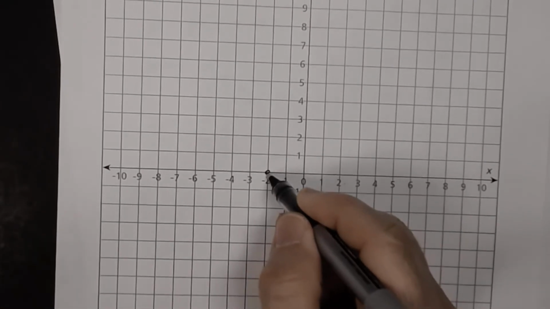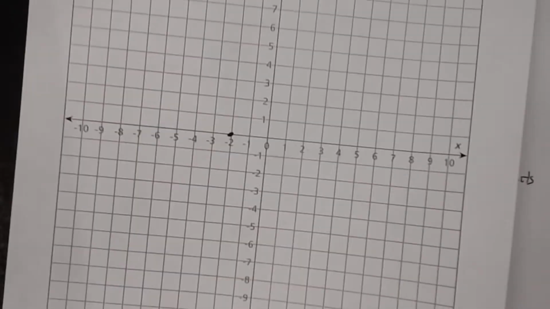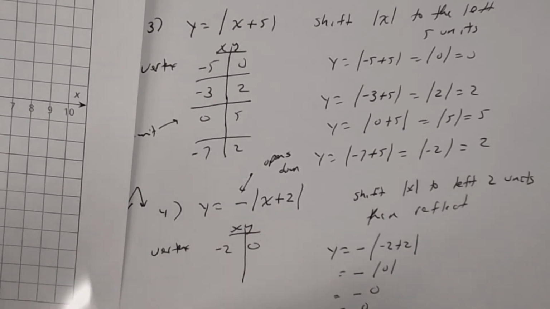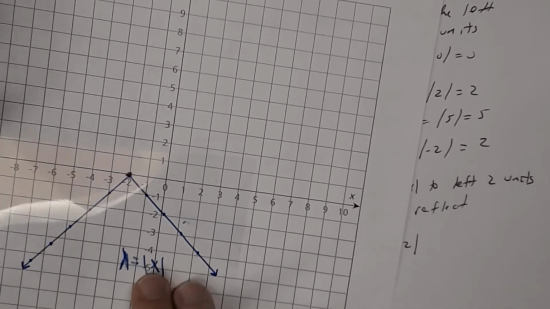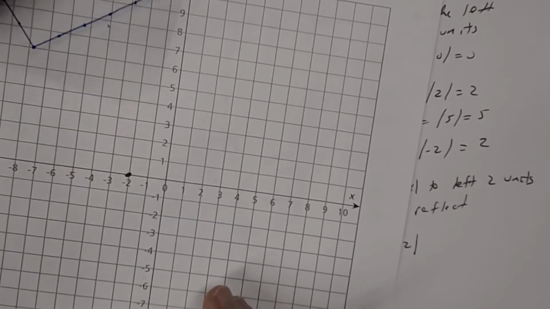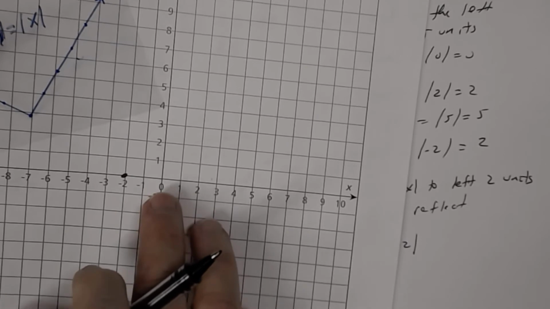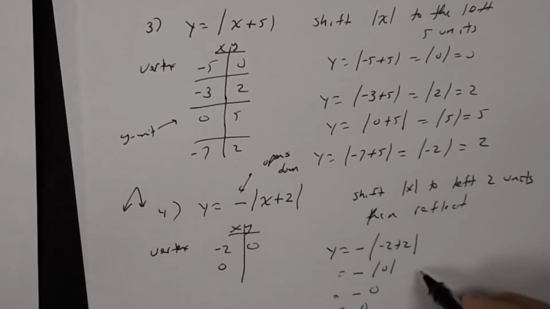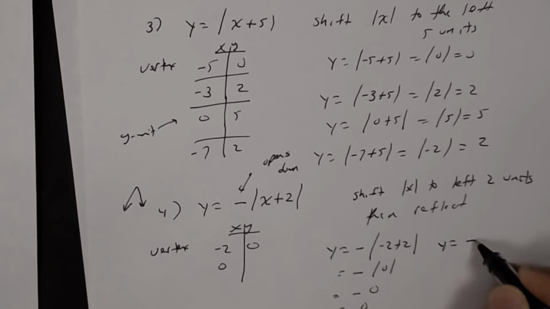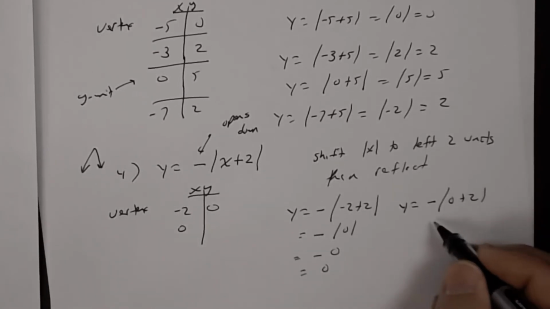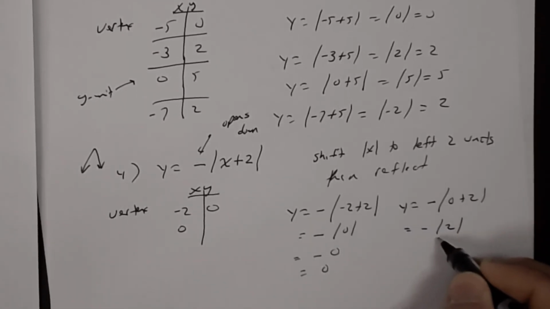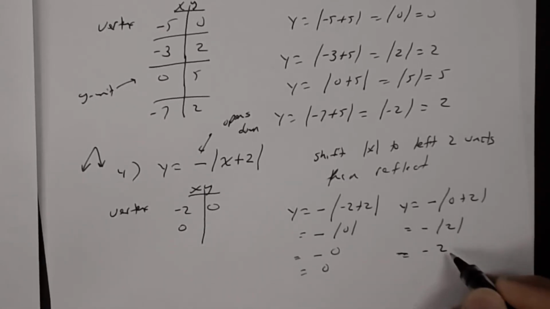So that's here. Okay? Now remember, it's a reflection. It's a reflection, so I know that my graph's going to do this, right? I know it's going to do that. Okay, so let's pick another point. Let's say if x is 0. If x is 0, I get y equals the opposite of the absolute value of 0 plus 2. So in place of x, I substitute 0. 0 plus 2 is 2, so I get the opposite of 2. The opposite of the absolute value of 2. The absolute value of 2 is 2, so this becomes a negative 2.